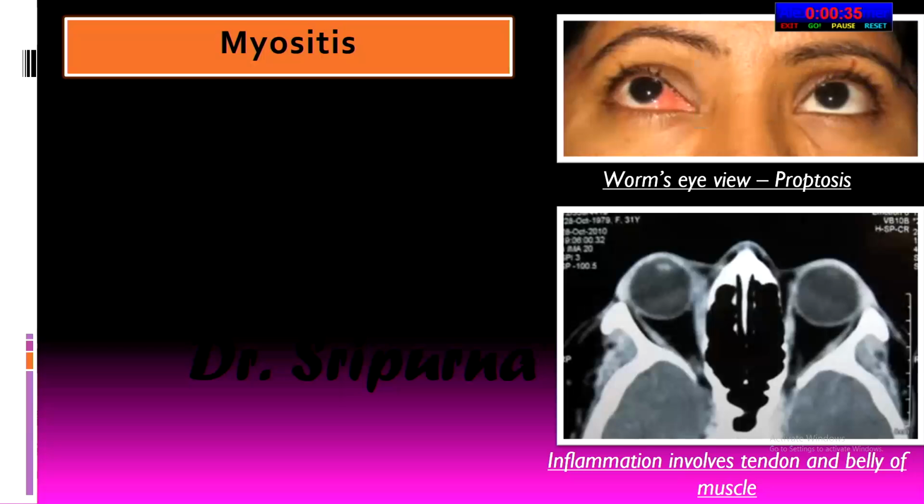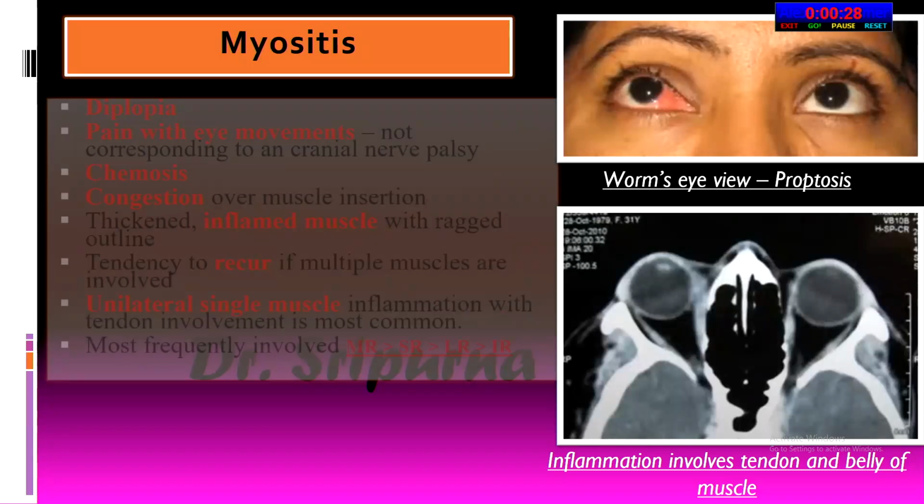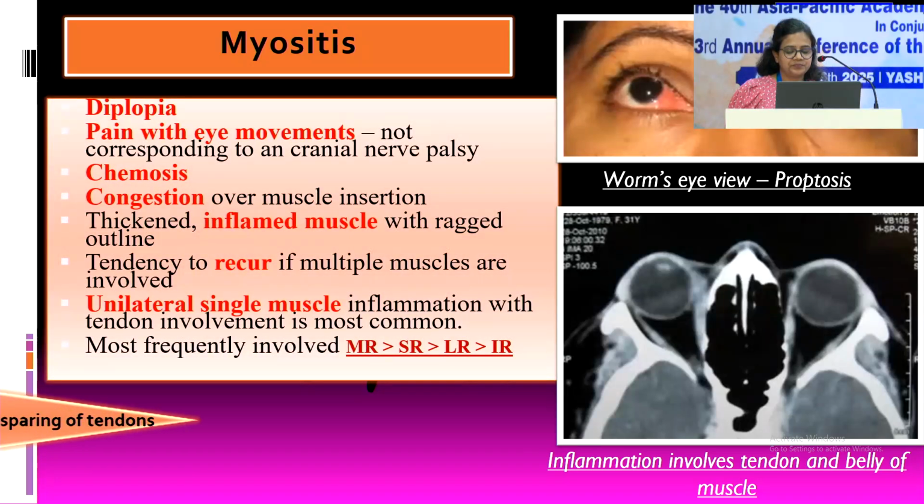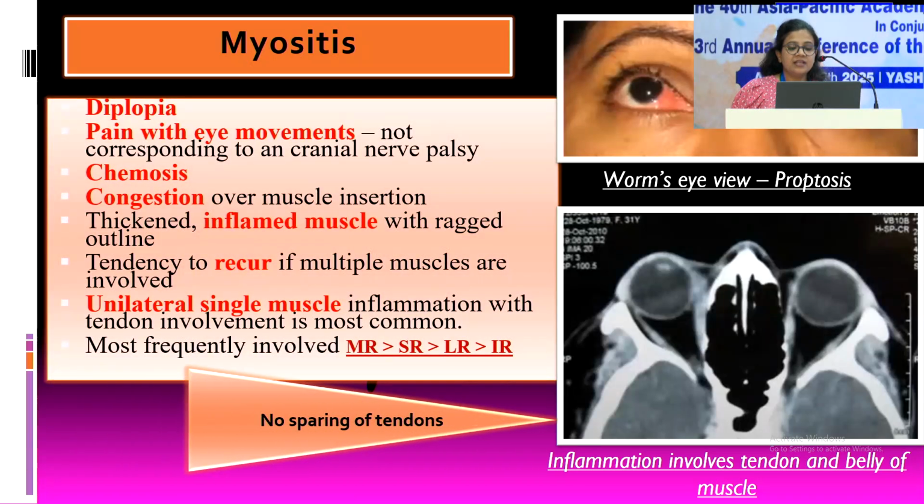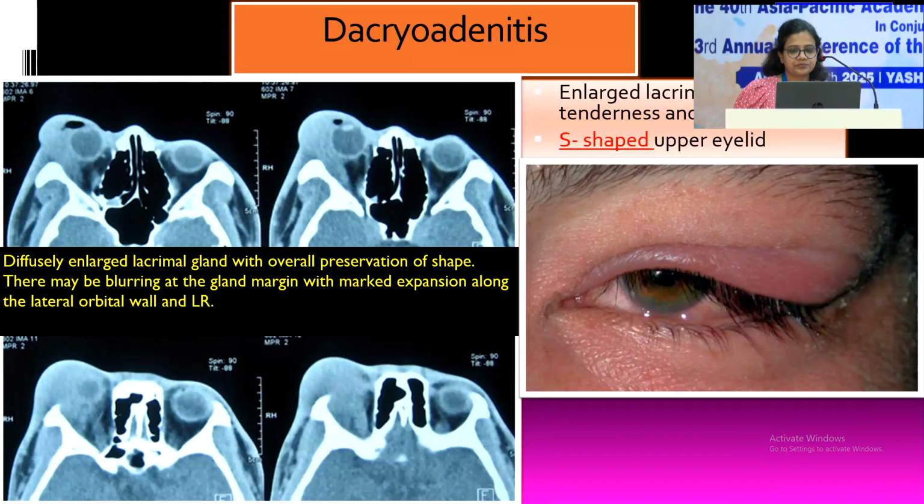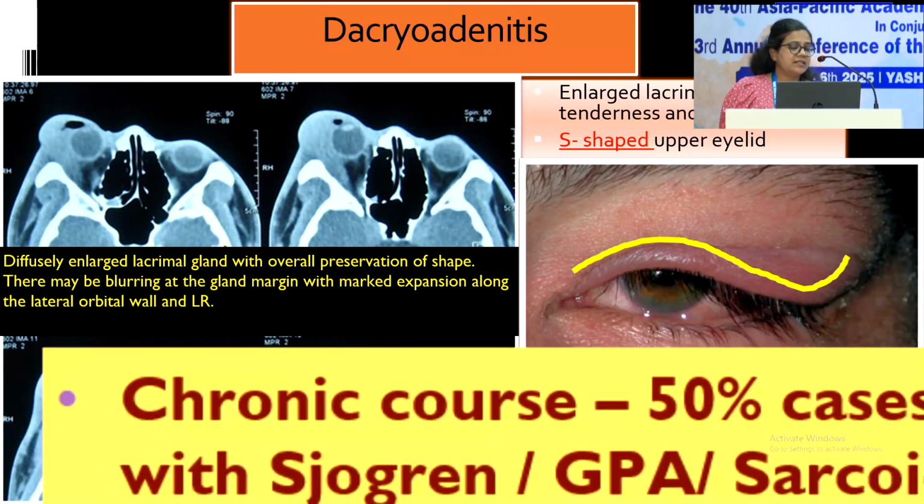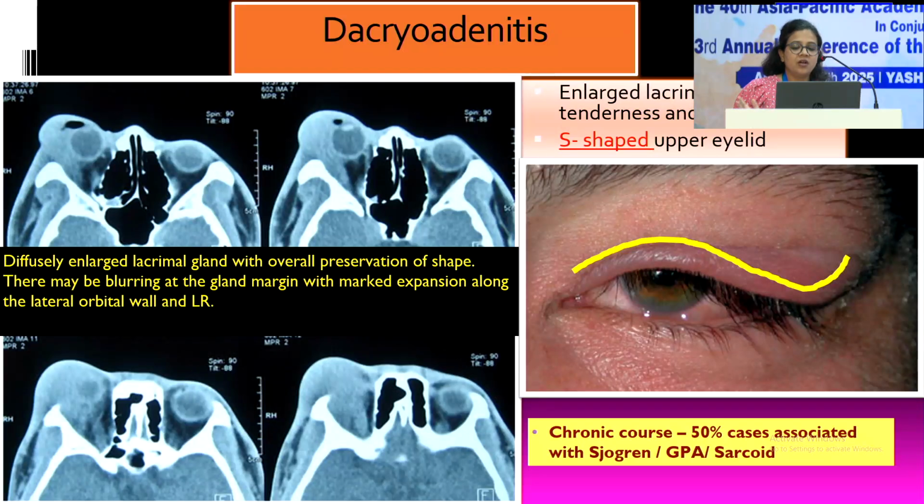Often in case of myositis, we can see enlargement or inflammation at the site of the muscle insertion, and the medial rectus is most commonly involved. Recurrences are often seen. There is no sparing of the tendons in case of NSOI. In dacryoadenitis, there is an S-shaped upper lid deformity. It may be associated with Sjogren's or may run a chronic course over a period of time.